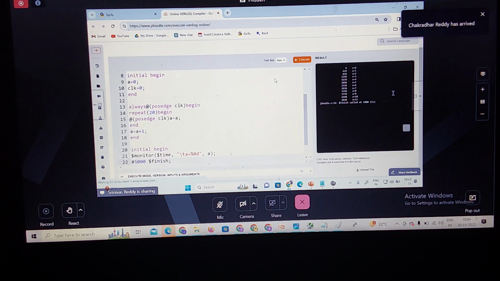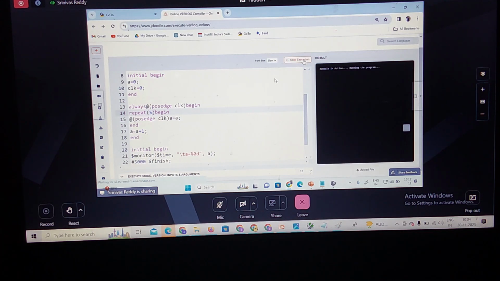How can you see this? Okay, let us do one thing. Instead of making this 20, let us make this 5. What does it mean? After a delay of 5 positive edges of the clock, then I need to assign A is equal to A plus 1, delayed by 5 cycles, 5 positive cycles.